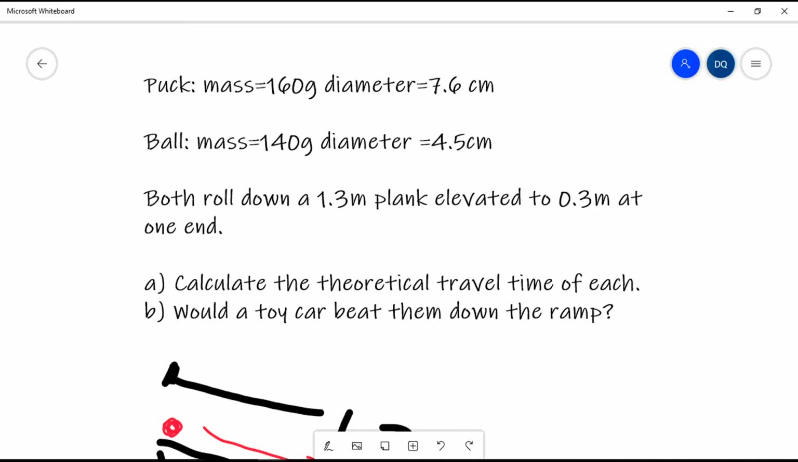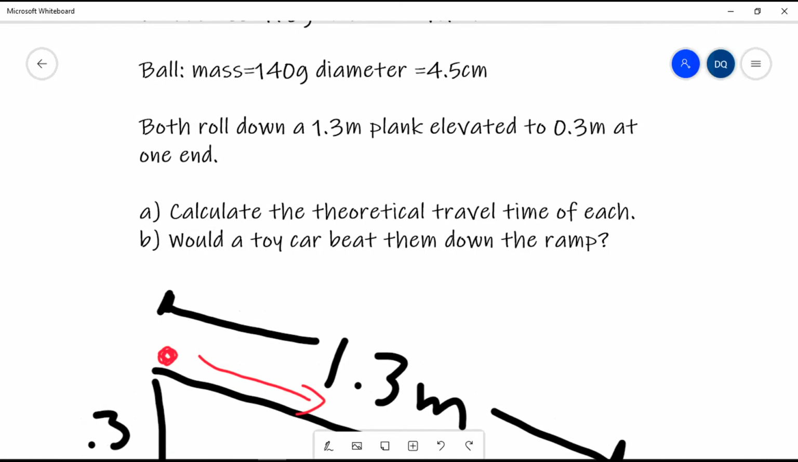We're going to calculate the theoretical travel time, so how long we would expect for them to take to go down the ramp, to see if theoretically that ball should win, as we just saw in the video. And then we're going to try and determine if a toy car would beat the ball rolling down a ramp.